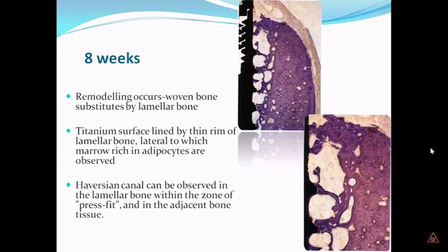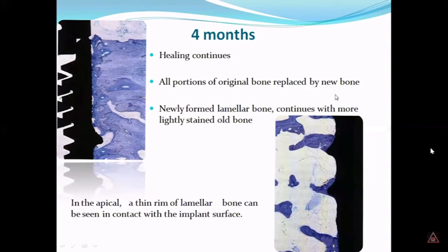The titanium surface is lined by a thin rim of lamellar bone, lateral to which marrow rich in adipocytes will be observed. And then Haversian canals can be observed in the lamellar bone within the zone of press fit and in the adjacent bone tissue. That means your process of osseointegration will go on continuing. Your woven bone will be replaced by lamellar bone. Then you can also see Haversian canals around the lamellar bone. So after 4 months, healing continues.